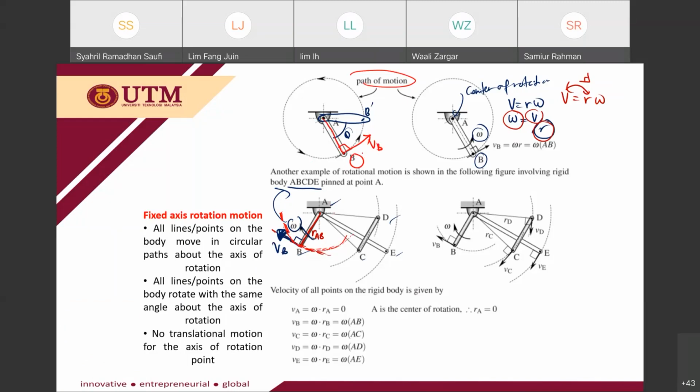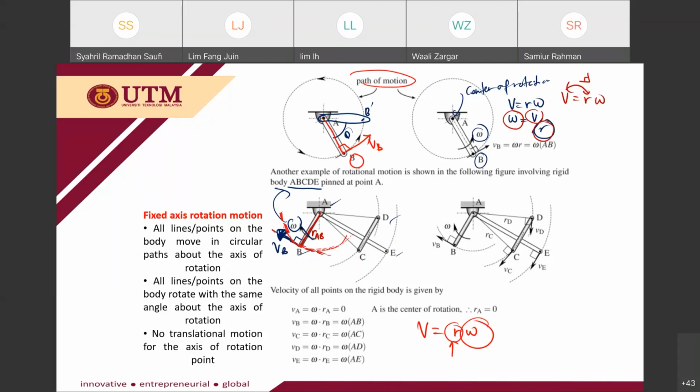If your rigid body is moving with rotation, you will have the same angular velocity for all points in the rigid body, but the velocity V will be different. The omega is the same for the whole system, but the V for each point will be different, because V is equal to R omega. Omega will be the same for all points, but R is different. The distance from the center of rotation to each point on the rigid body will be different.